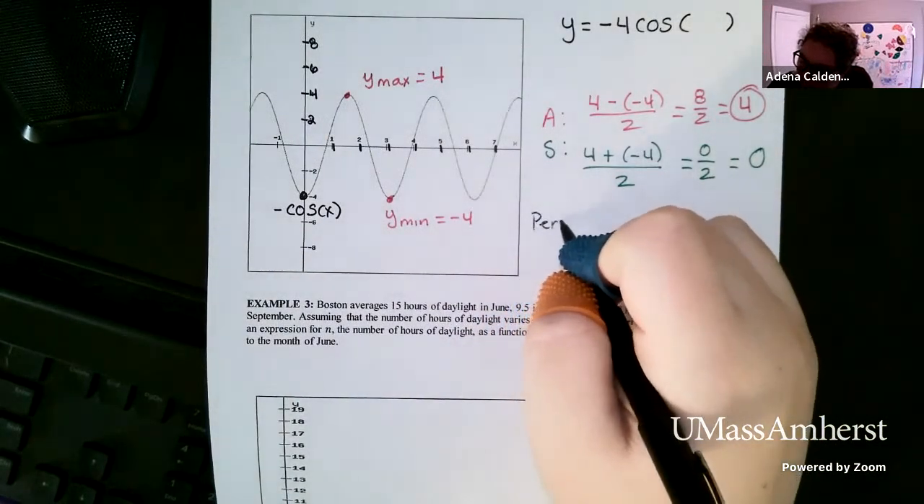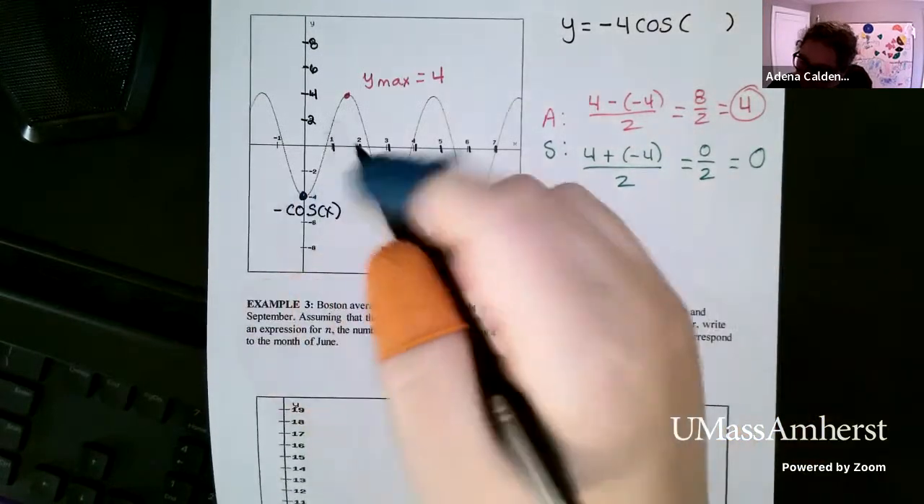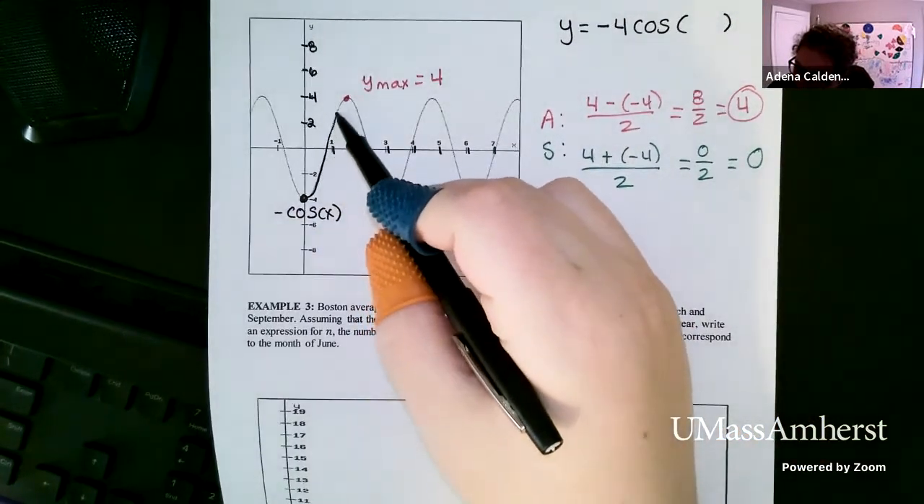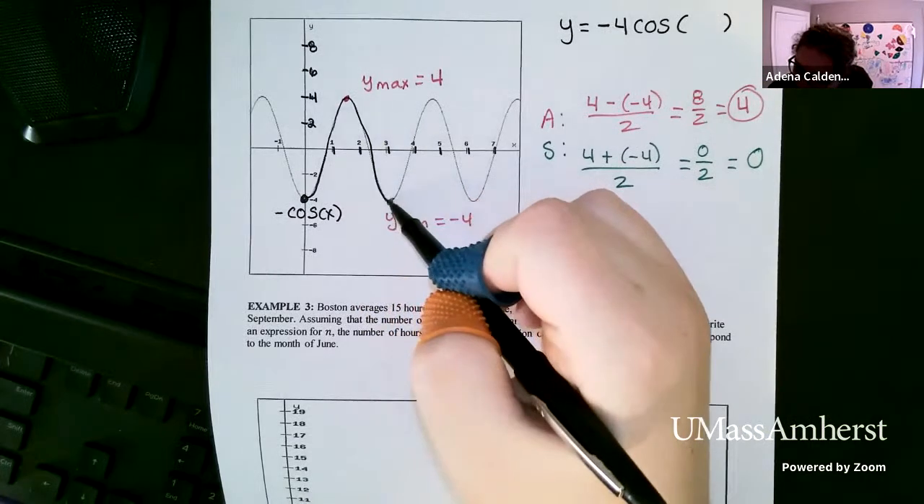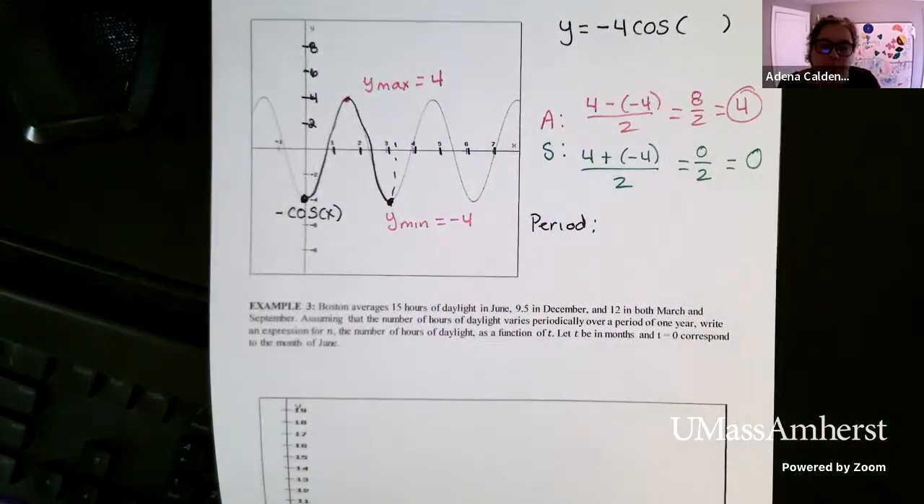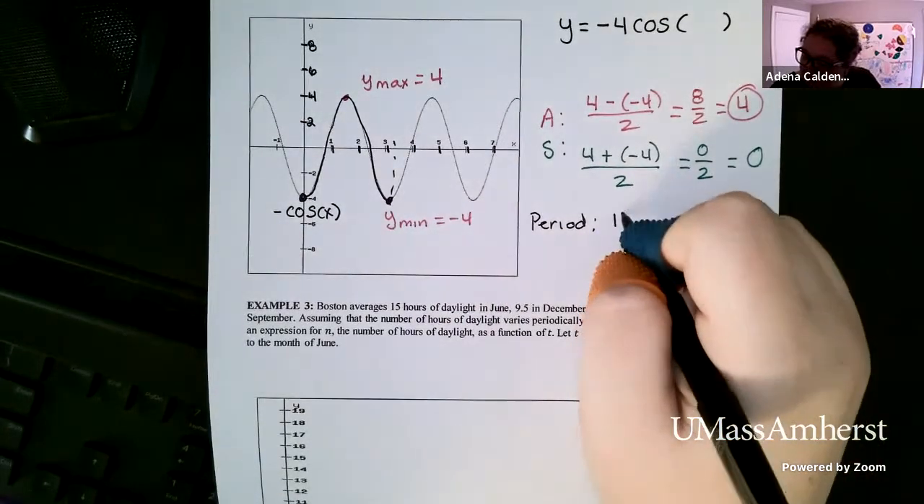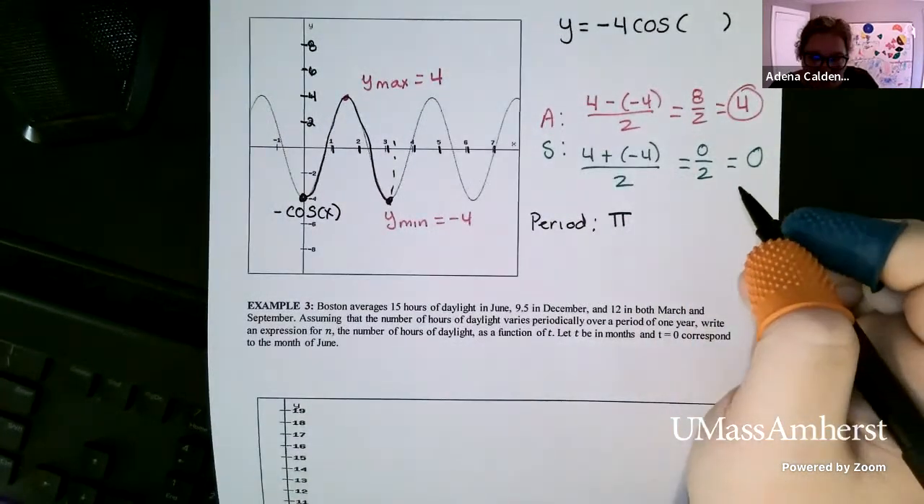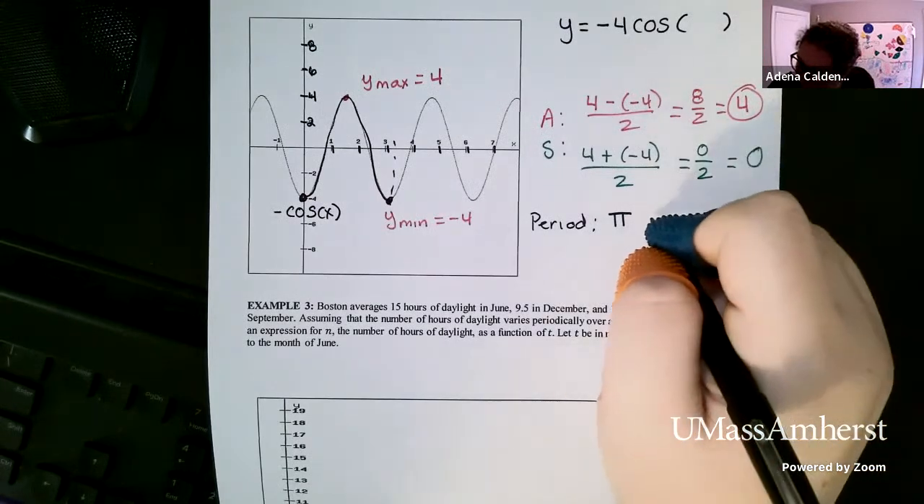So for my period here, I look at when I repeat. So I look at the picture and I see that this is different than the last couple, but I see it repeats a little after 3. And so I believe that the period is going to be pi, because if we're a little bit to the right of 3, we're talking about pi.